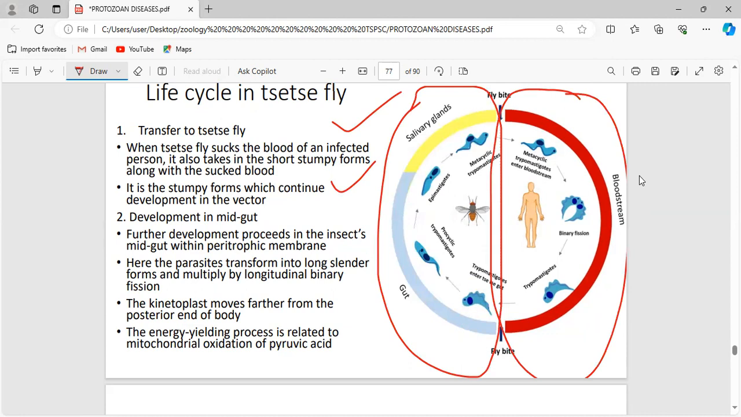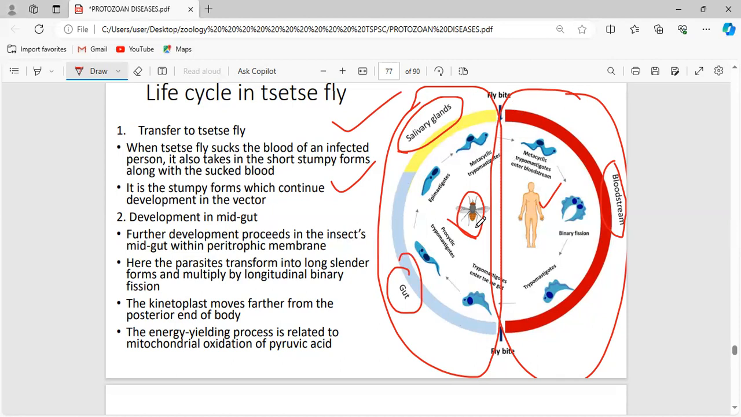And what you have to focus on here is where they inhabit. In man, they inhabit the bloodstream. In the insect, the tsetse fly, they inhabit the salivary glands as well as the gut. And you have to remember what happens within the gut, what happens in the salivary glands, and what happens in the bloodstream of the human. See, we know that from the insect, they are carried to the human.